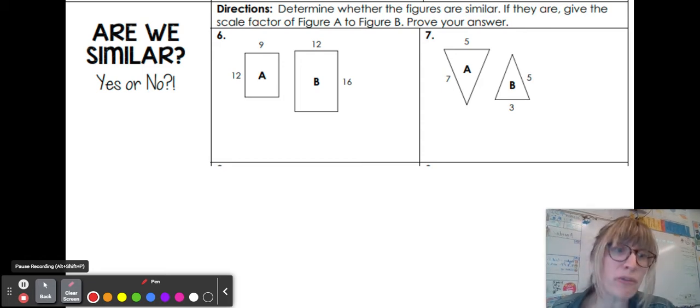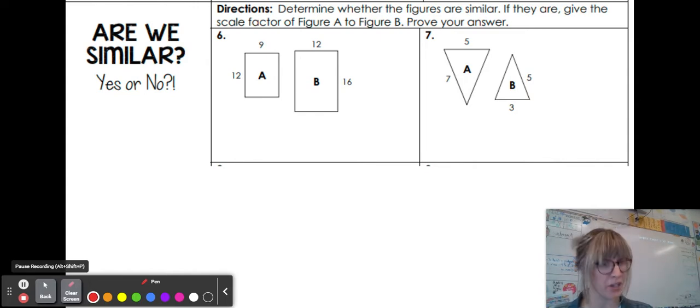So here we are thinking about figures that are similar, and we want to take what we know about figures and, without just looking at them and estimating, like, is it similar? I'm not really sure. It kind of looks like it might be. We want to be able to prove it one way or the other.